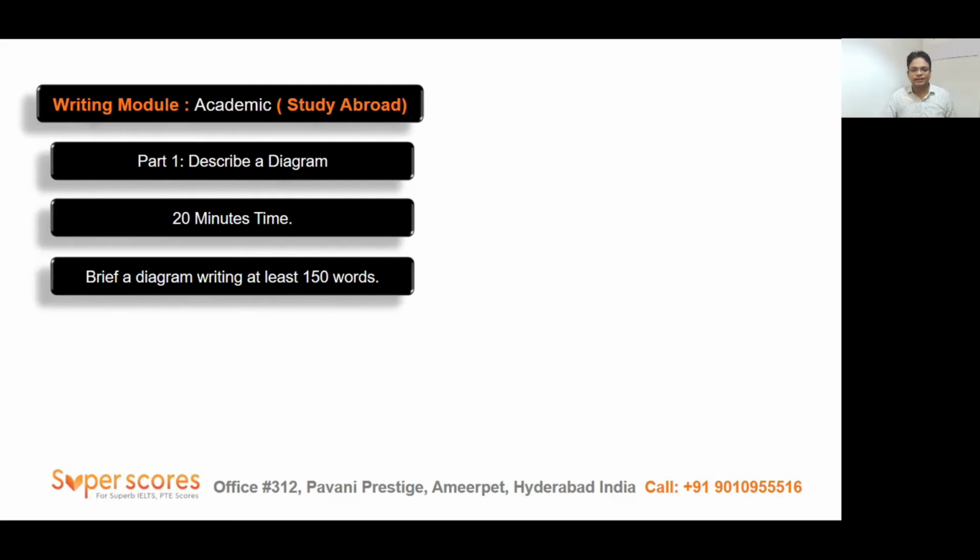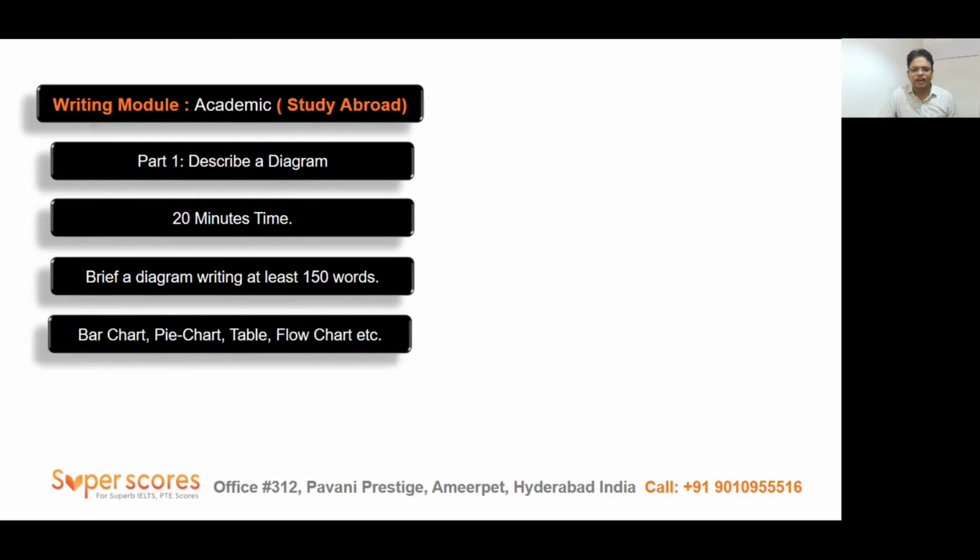What you do in this task is you will have to brief a diagram. Briefing is what? Writing a short description about a diagram in nothing less than 150 words. You should write at least 150 words description for the given diagram.